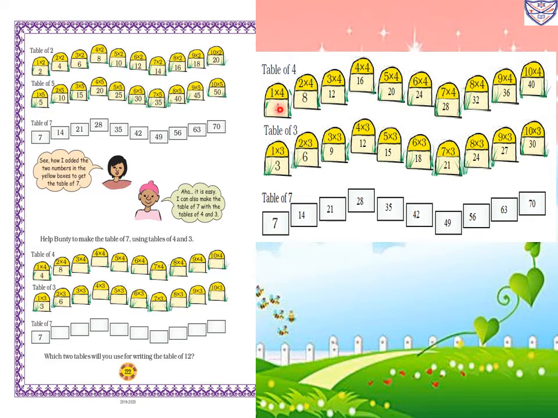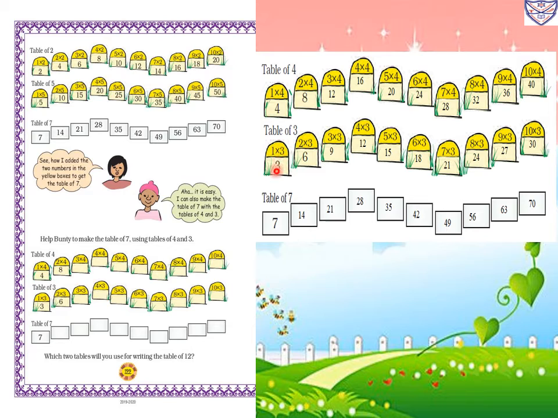So 4 1s are 4, 4 2s are 8, 4 3s are 12, 4 4s are 16, 4 5s are 20, 4 6s are 24, 4 7s are 28, 4 8s are 32, 4 9s are 36, 4 10s are 40. Now we have to write table of 3.